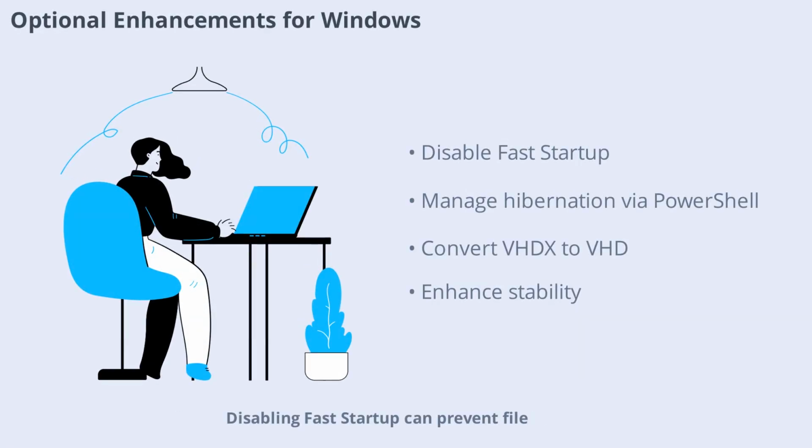Disabling fast startup can prevent file system corruption during sudden power loss. You can enable or disable hibernation using PowerShell commands. If you need to use the disk with iSCSI or iPXE, convert the VHDX to VHD using PowerShell. These tweaks help maintain system stability and compatibility.